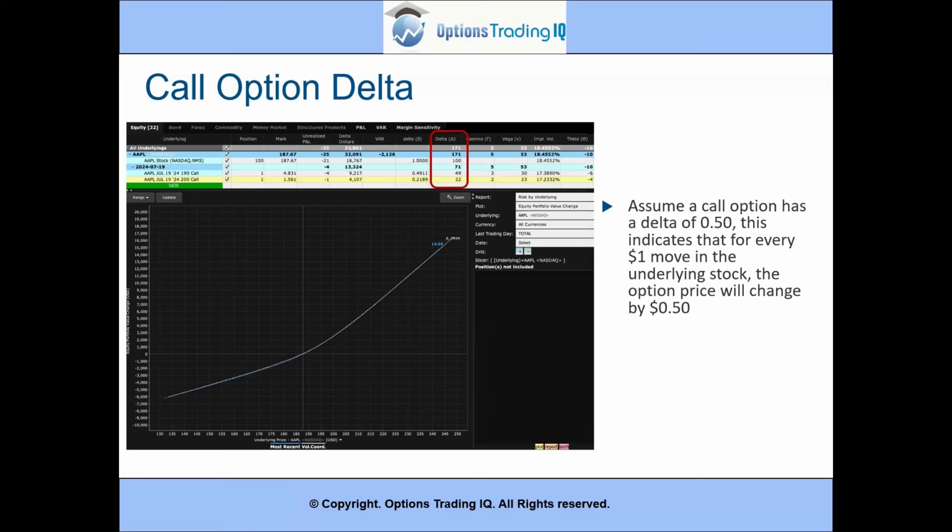So here we've got two different options. On Apple, the 190 call has a delta of 49. So for every dollar that Apple rises, that option will change by 49 cents. The 200 call is further out of the money and has a delta of 22. So for every dollar that Apple rises, that option will rise by 22 cents.